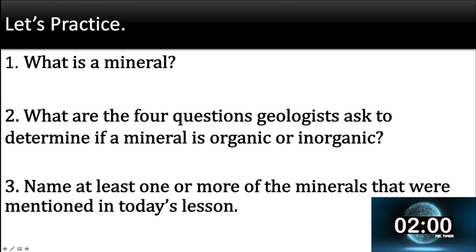Now, let's put what we have learned into practice. What is a mineral? What are the 4 questions geologists ask to determine if a substance is a mineral? Name at least 1 or more of the minerals that were mentioned in today's lesson. Take 2 minutes and answer these questions, starting from now.